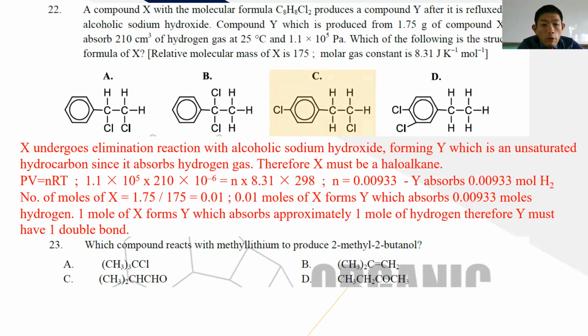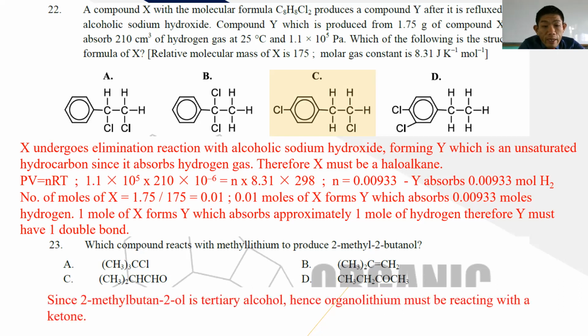Number 23, which compound reacts with methyl lithium to produce 2-methyl-2-butanol? So 2-methyl-2-butanol, if you know how to draw out the structure, is a tertiary alcohol. So when it is a tertiary alcohol, what reacts with a Grignard reagent? You react with a propanone in here. So the best answer in here is D.